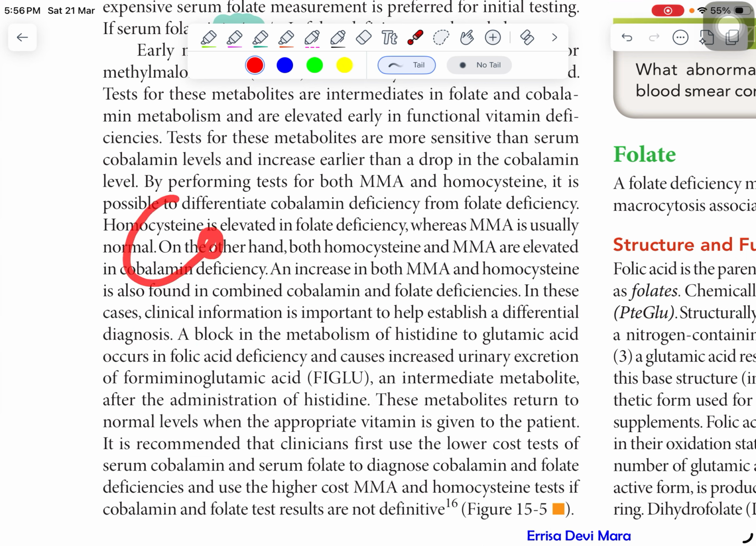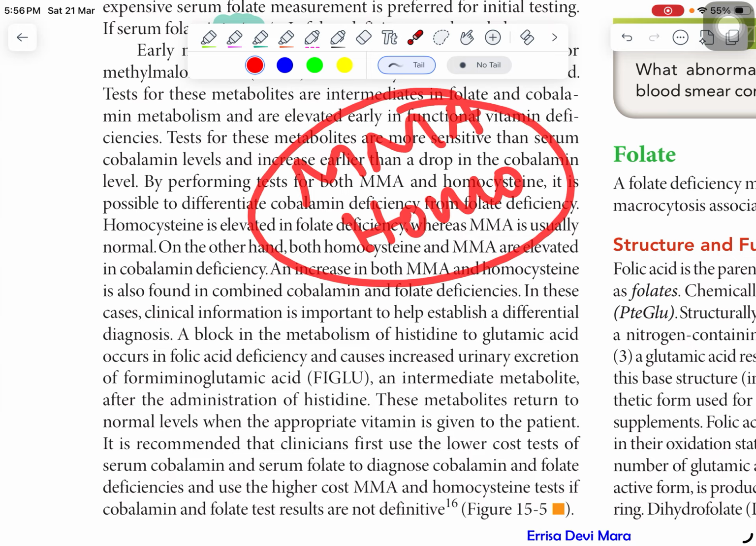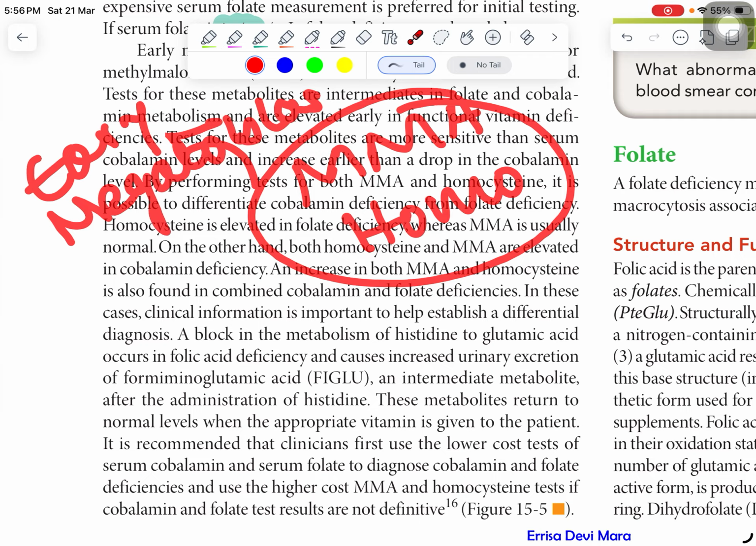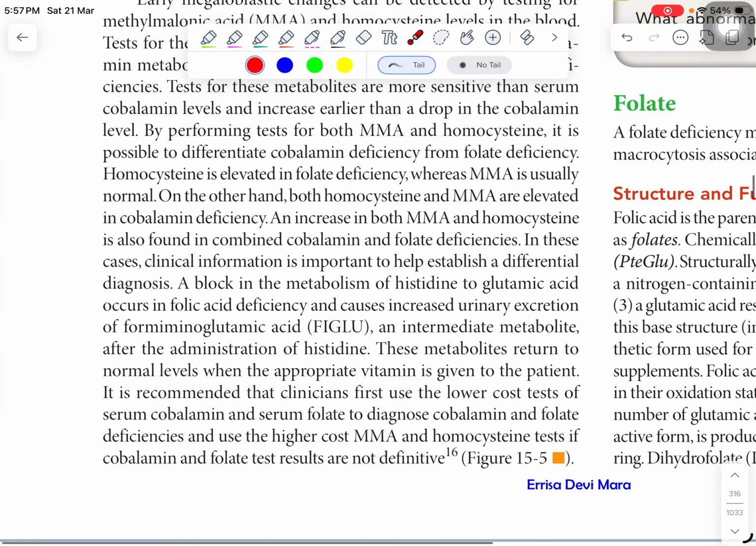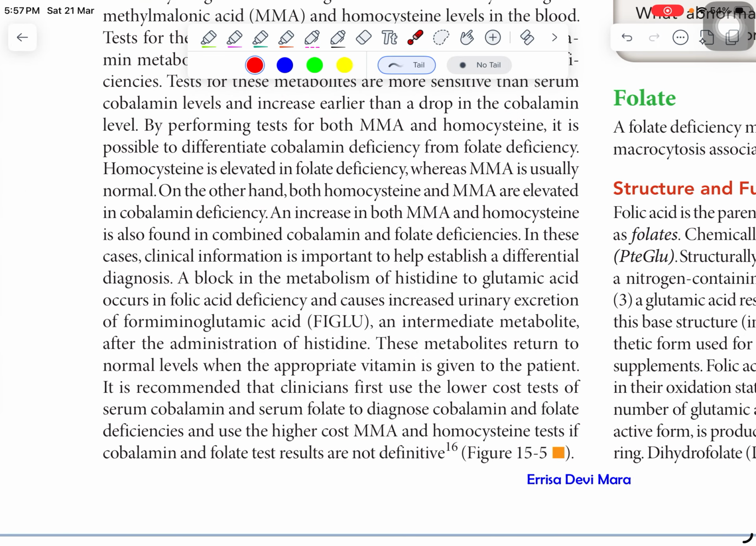So rather than going for the B12 levels, if you can check the MMA as well as homocysteine levels, it will give you an early window into the megaloblastic anemia before it develops as anemia, and it can differentiate between B12 deficiency and folate deficiency. How beautiful, right? We'll learn how it occurs.